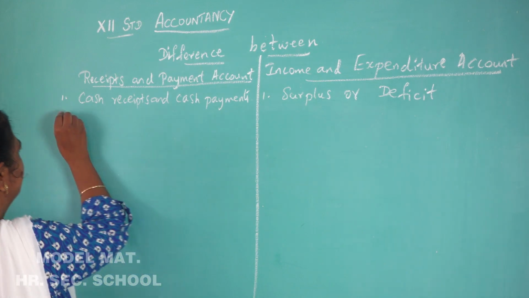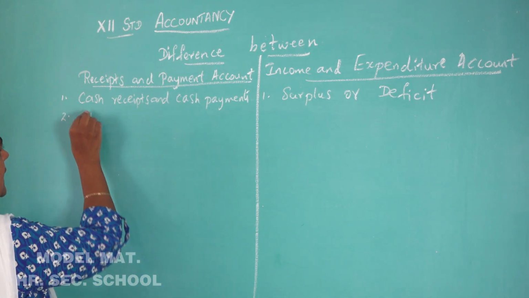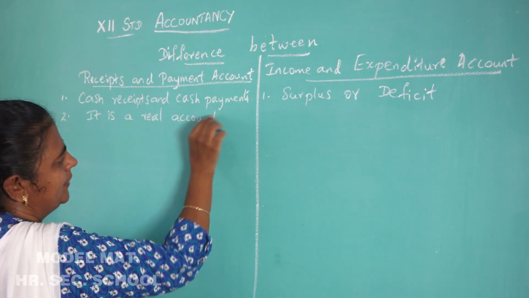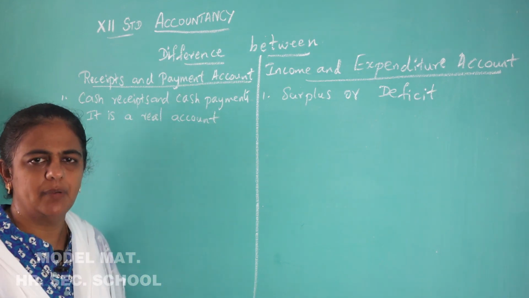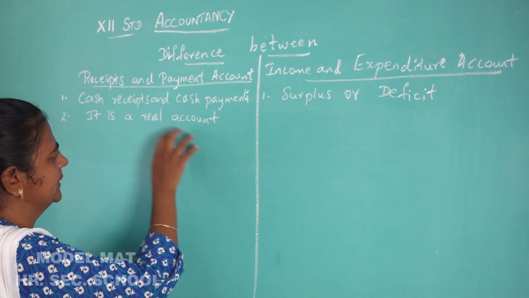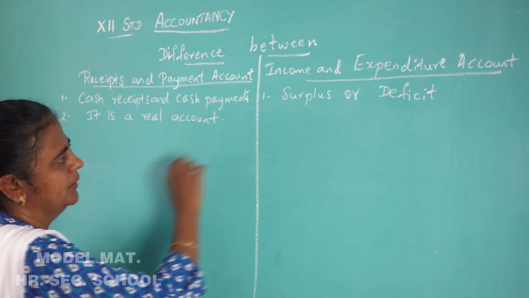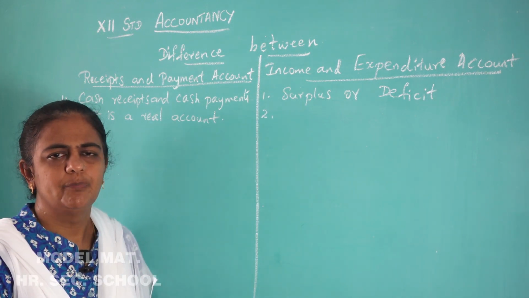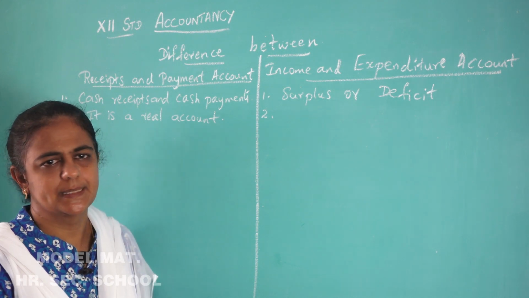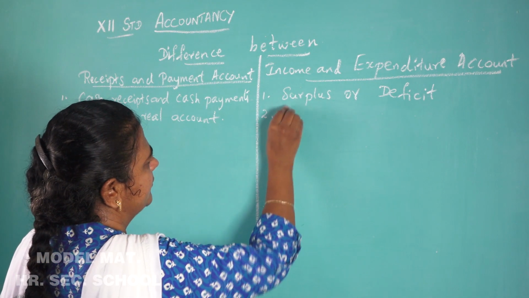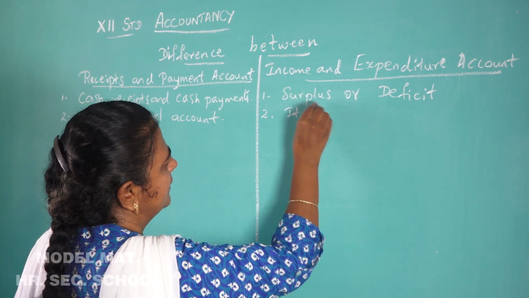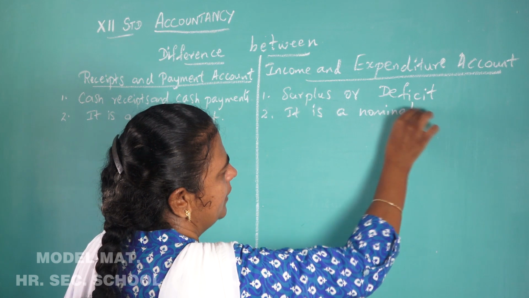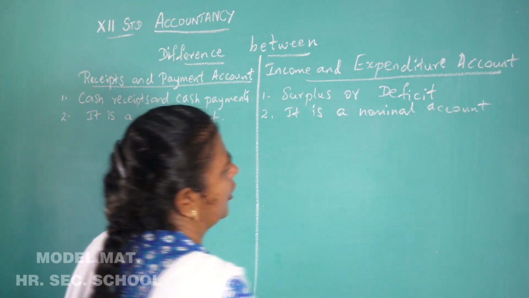Next, receipts and payments account is a real account. Everything will be written here. Items which are of capital nature and revenue nature, everything will be written here. So it is called a real account. But in income and expenditure account, we are going to enter only the revenue receipts and revenue payments. So it is a nominal account. What is the nature of income and expenditure account? It is a nominal account.